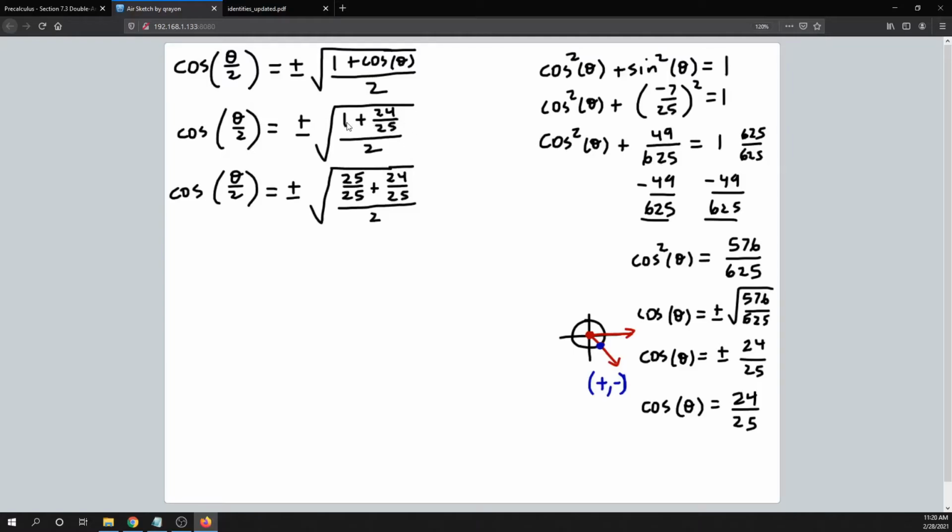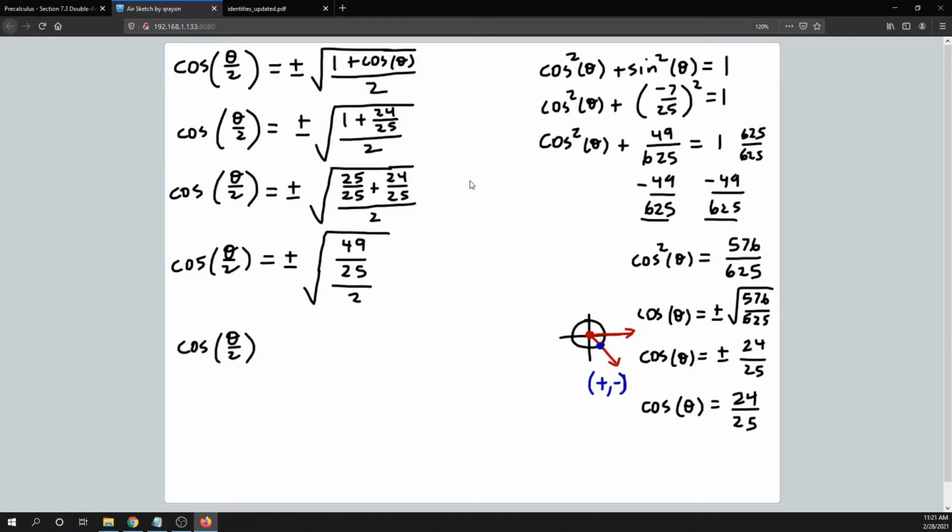So what I want to do is add these two fractions, 1 plus 24 25ths. Of course, I need a common denominator to do that. So I write 1 as 25 25ths. And so I go ahead and add, now that they have a common denominator, that's going to come out to be 49 25ths. And I made that too small. Like so. All right.